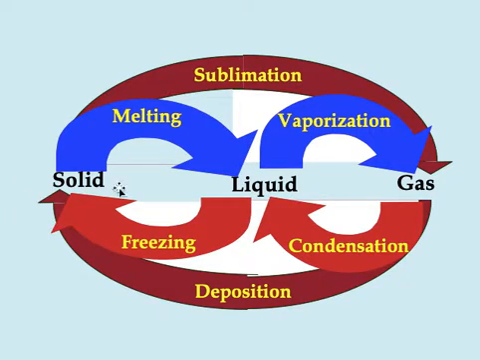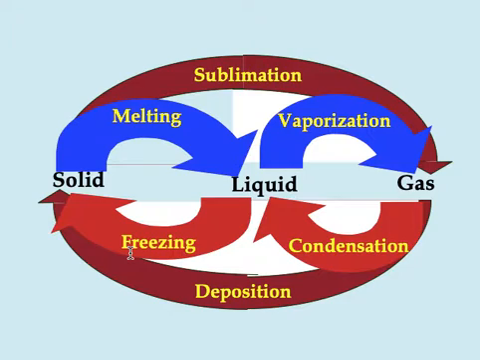So here are the general phases: solid, liquid, gas. And we can melt, which is going from a solid to a liquid, or we can vaporize, which is going from a liquid to a gas, or we can go through sublimation, solid to a gas. And vice versa, we can go from a gas to a liquid, which is called condensation, or a liquid to a solid, which is called freezing, or directly from a gas to a solid, which is called deposition.